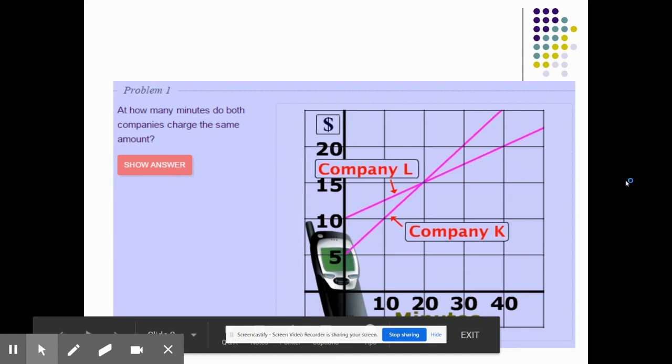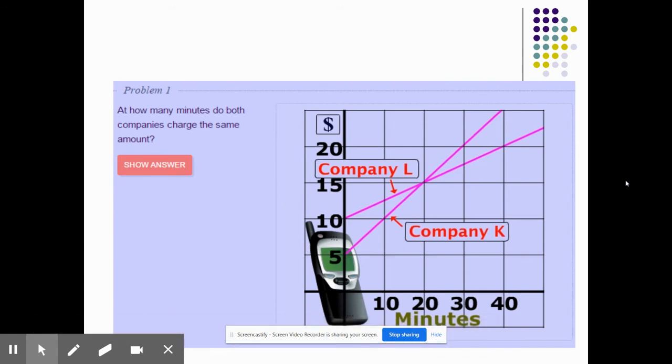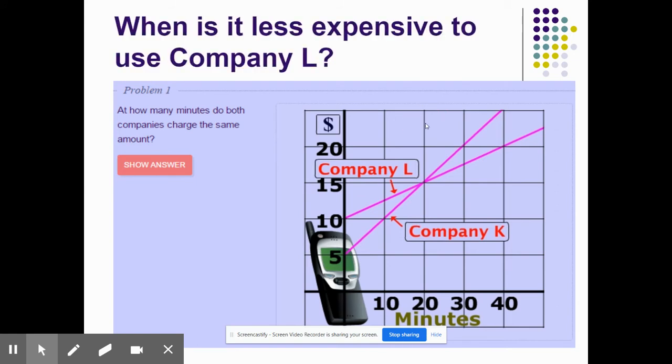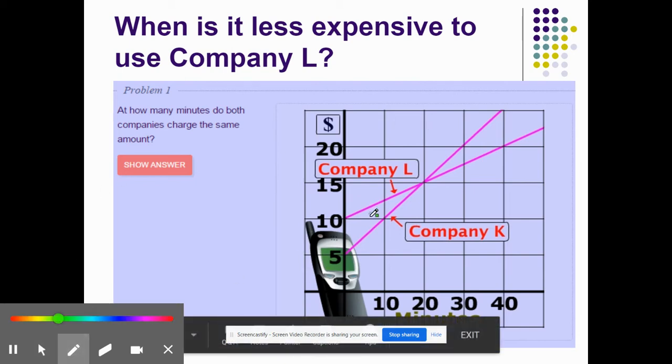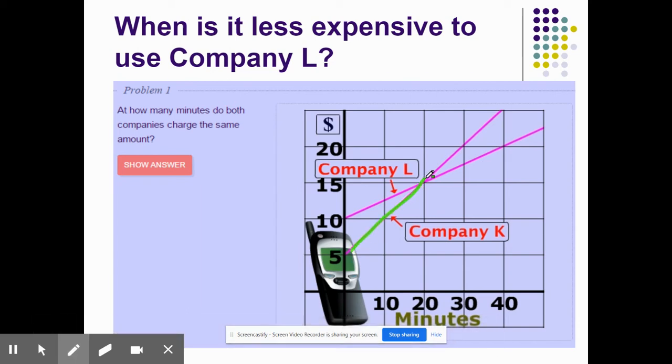So you can take a look here. You have two linear equations. One is for company K and one is for company L. And the question you might be asked is, when is it less expensive to use company L? Well, if you take a look at this one here, this is company K, right there, and then company L would be this one right here.